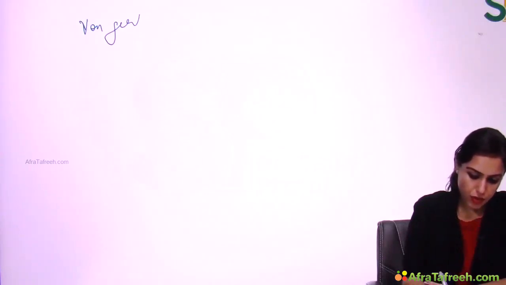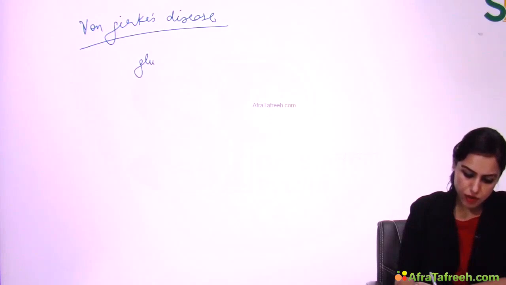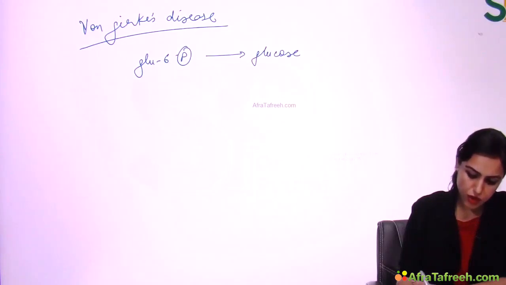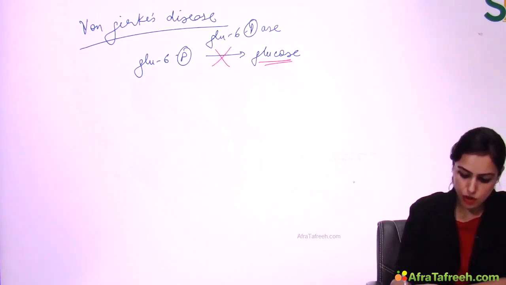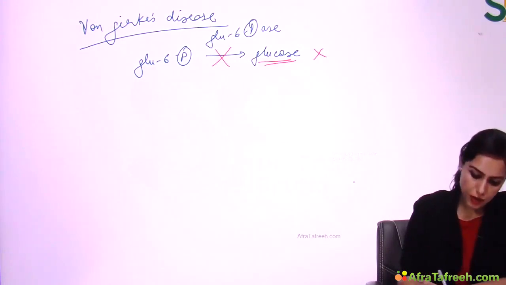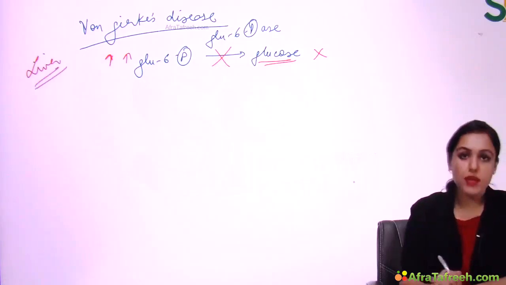Now von Gierke's disease, which is the most common glycogen storage disease, the clinical features are what? See, in this, what is happening? The glucose 6-phosphate to glucose reaction was occurring by the enzyme glucose 6-phosphatase. Now this step is not occurring, so the product glucose is not formed, and the substrate glucose 6-phosphate will accumulate, and this whole thing is happening in the liver.